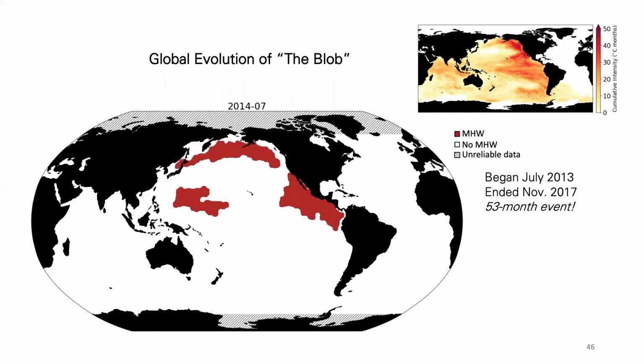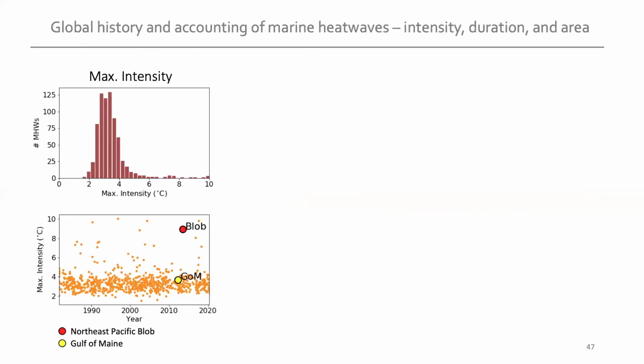And then we can come up with a catalog of different marine heat wave metrics. So we look at the intensity, duration, and the area of all these marine heat wave events. So here is the maximum intensity. You can see the maximum intensity really clusters around 3 degrees with a fatter tail as you go out to the more extremes. At the bottom is the time series with each event's maximum intensity plotted on it.